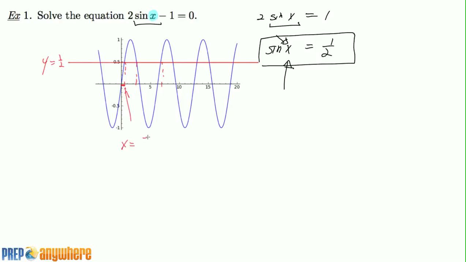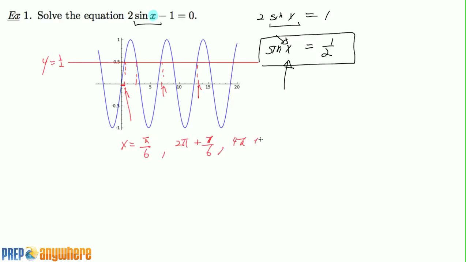I know this first one here is going to be x equal to pi over 6, because pi over 6 is 30 degrees, and I know that's a special angle which gives a sine ratio of half. Now finding the next one is pretty easy, because that's exactly 2 pi away from pi over 6.